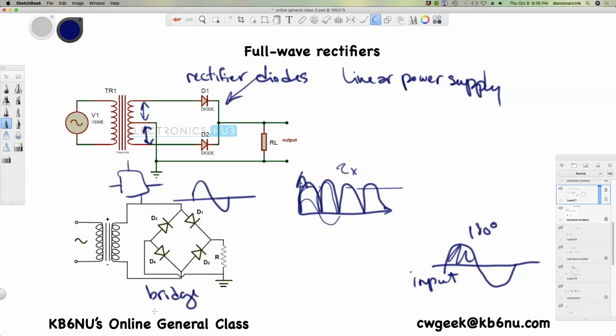Is the top one just referred to as a center tapped one, or does it have a name like bridge? The transformer is center tapped, but this is still just called a full wave rectifier. Okay, they're both full wave. This is a bridge rectifier, and when you say bridge, you sort of assume full wave. Great, I guess that's a way to think about it.